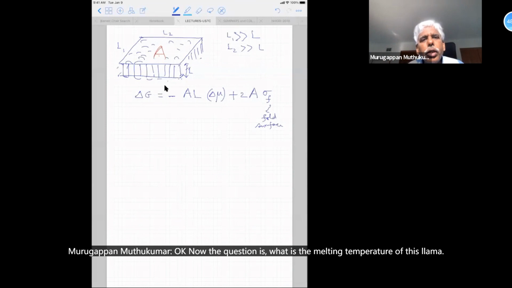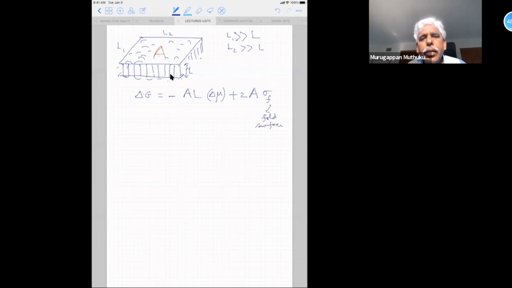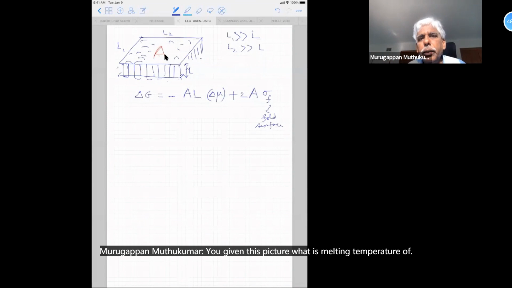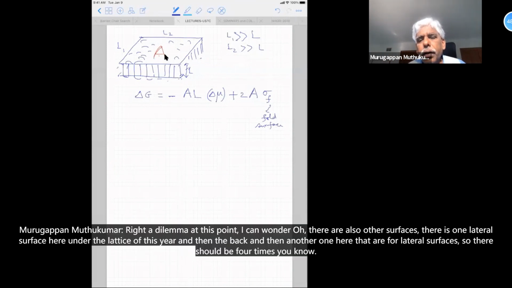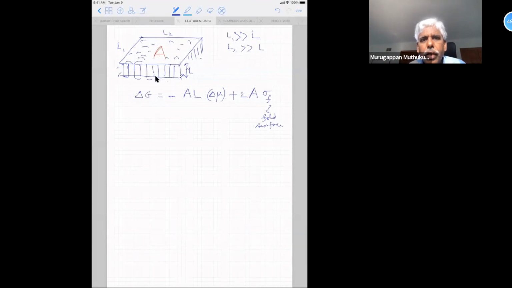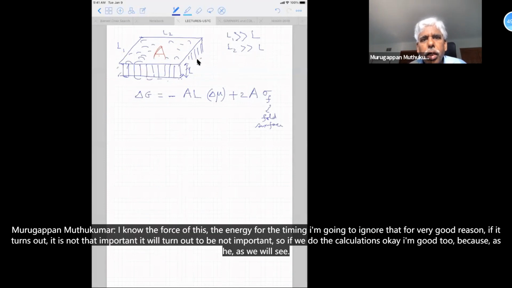Okay. Now the question is, what is the melting temperature of this lamella, given this picture? At this point, I can wonder, oh, there are also other surfaces. There is one lateral surface here, another lateral surface here, and then the back, and then another one here. There are 4 lateral surfaces. So there should be 4 times this surface area, times the surface free energy.